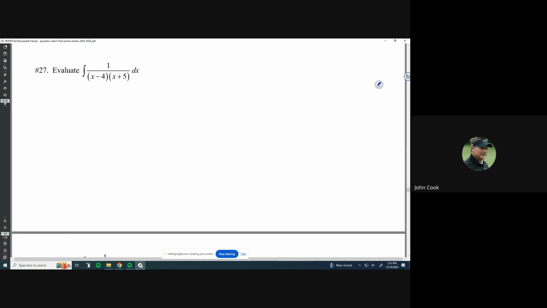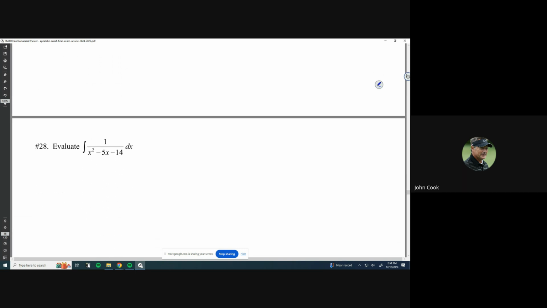Okay, let me give you an example. Like if I go to number 28 real quick, right? I can spot really quickly that this is not going to be a U substitution because if I took the derivative of the bottom function, it's not going to be 1. And that's what I would need. I would need it to be the numerator or like a multiple of the numerator for it to be just a simple U sub. Like if I saw, what's the derivative of x squared minus 5x minus 14? It's 2x minus 5. If I saw that in the numerator, hey, I would use a U sub like immediately.